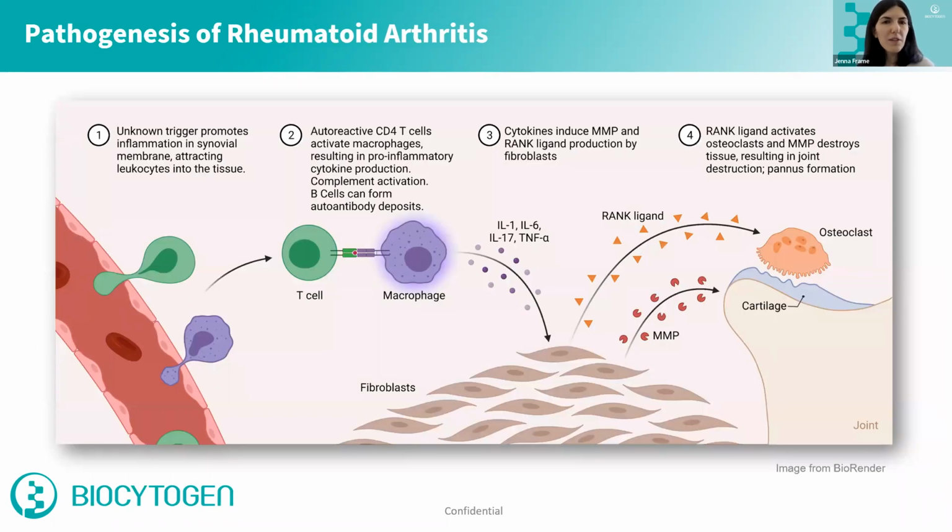So pathogenesis of RA typically involves infiltration of inflammatory cells and autoreactive CD4 T cells into the joint tissue, resulting in pro-inflammatory cytokine production, complement activity, and autoantibody deposits. These cytokines that are produced induce production of MMP and RANK ligands by fibroblasts that ultimately activate osteoclasts and destroy the tissue, resulting in joint destruction and pannus formation, which is a type of granulation tissue.